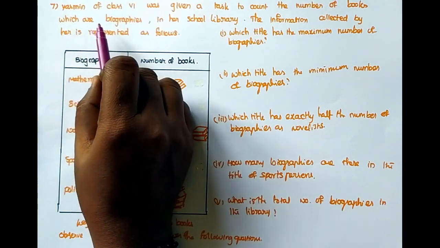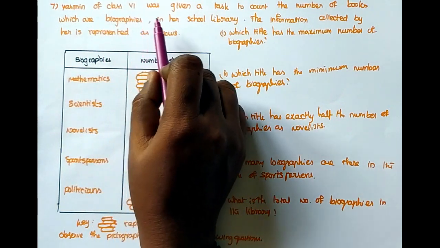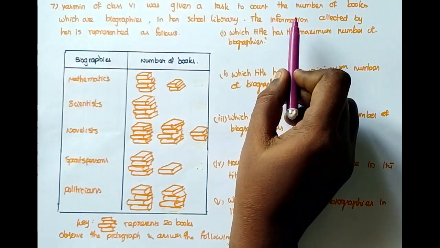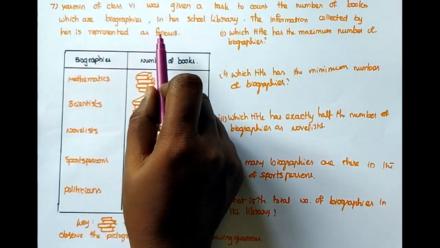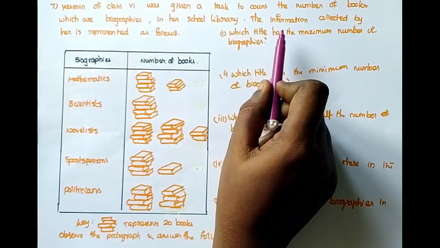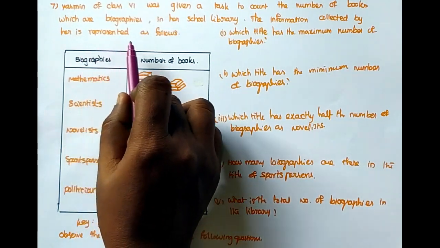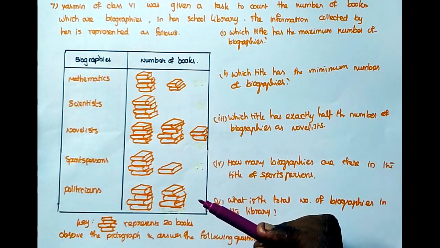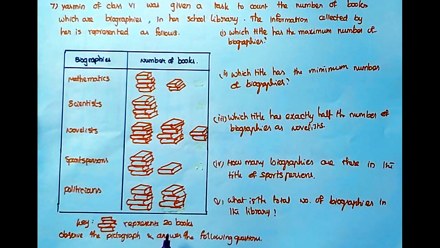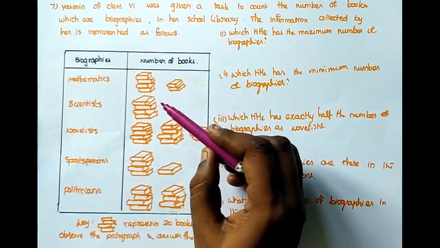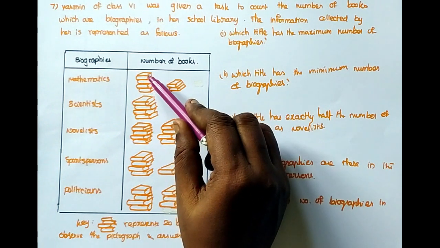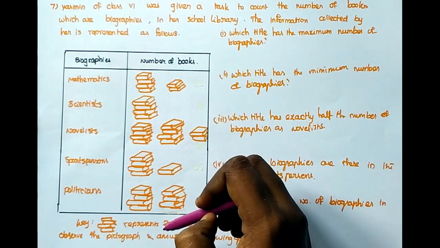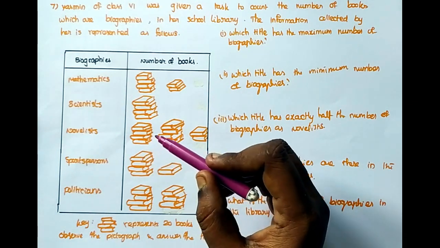7th sum. A student of class 6 was given a task to count the number of books which are biographies in her school library. The information collected by her is represented as follows. They have given the biographies and number of books here. One picture represents 20 books, and observe the pictograph and answer the following questions. First, one picture, how many books are there? 4. 4 books, 20, means one book represents 5.